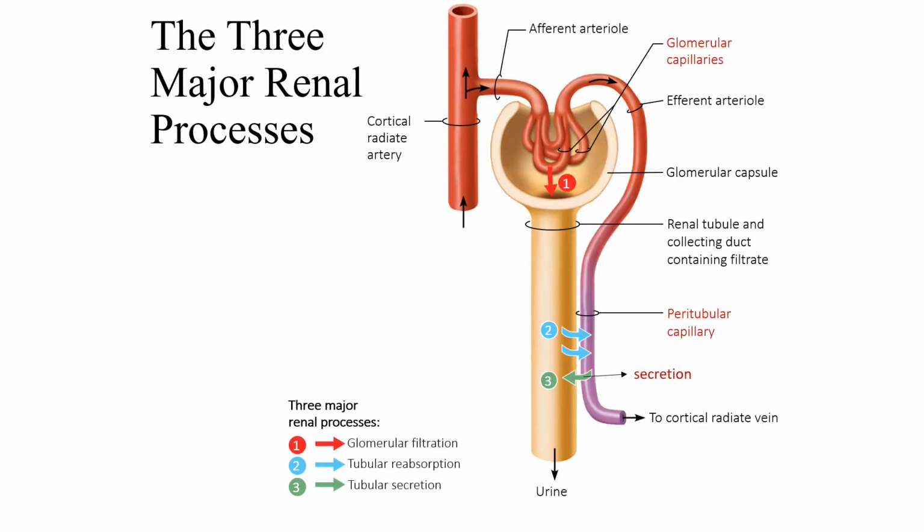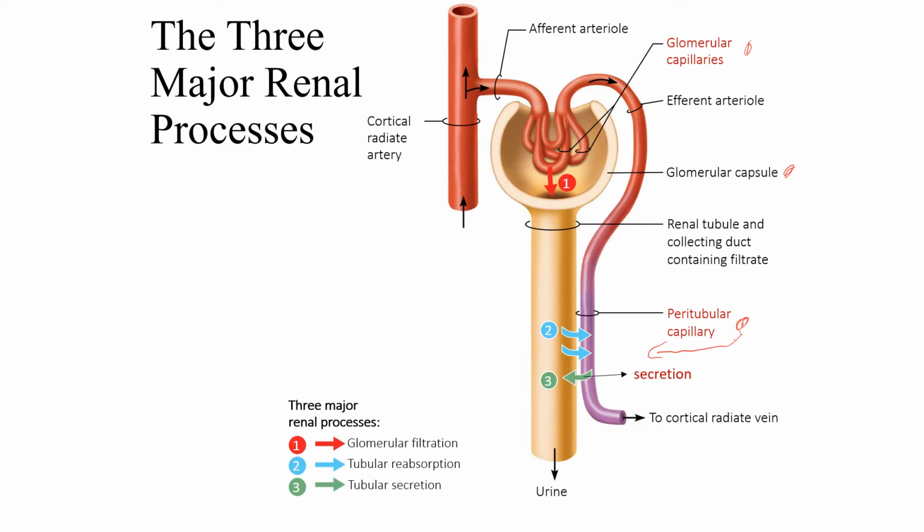So here are the processes. Remember the glomerular capillaries. This is where in the glomerular capsule, this is where filtration is taking place. So the renal tubule and collecting ducts that contain the filtrate, the peritubular capillaries, and notice that we have secretion going from the peritubular capillaries back to the collecting ducts and the tubes. Remember that that's secretion.